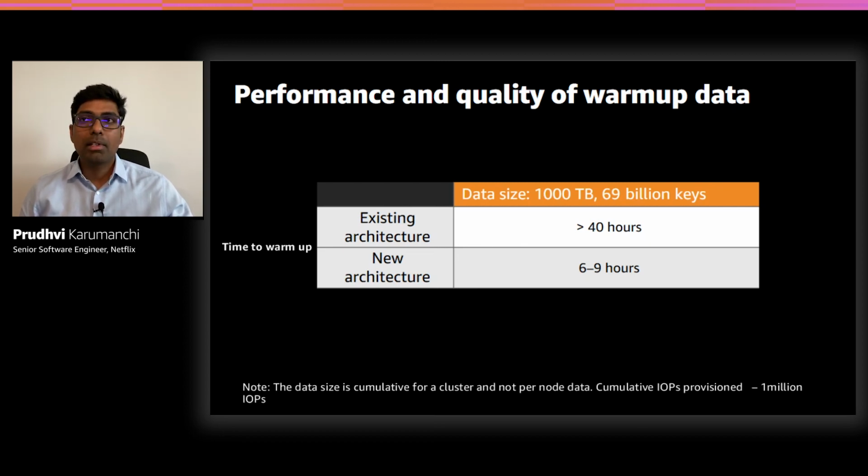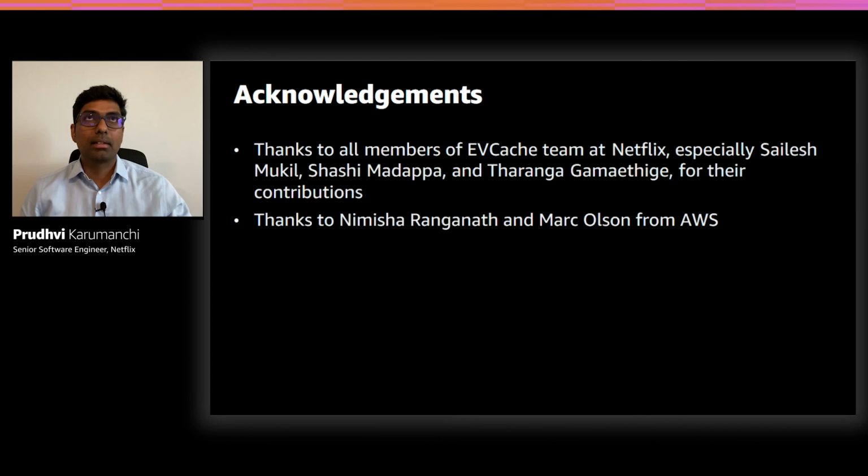So what are the takeaways for us? I would say the EVCache team, and particularly at Netflix, we have been extremely happy leveraging multi-attach EBS, and we look forward to leveraging this for a lot of other use cases within EVCache. Are all the limitations addressed? I would say yes. All the limitations we had with the existing architecture have been addressed.